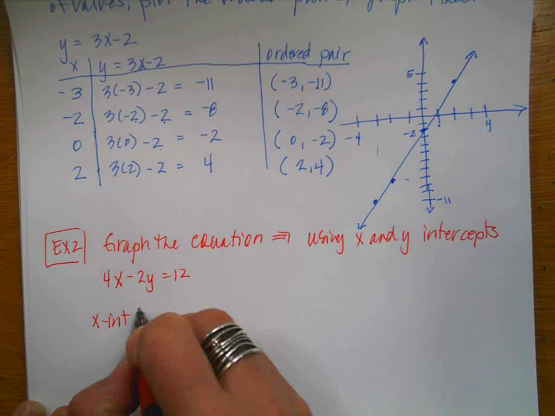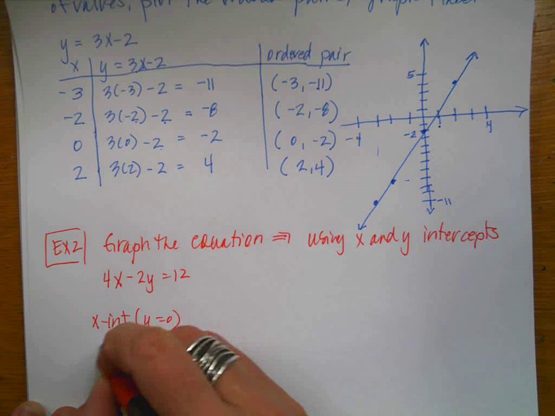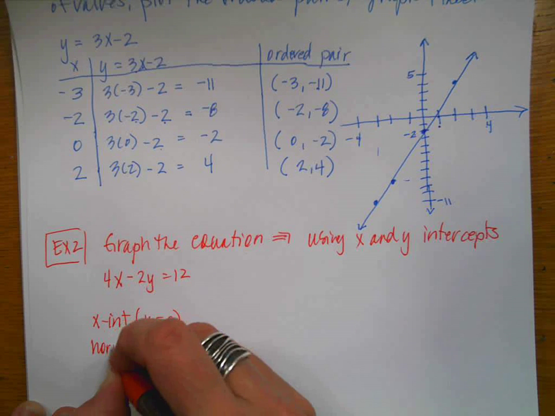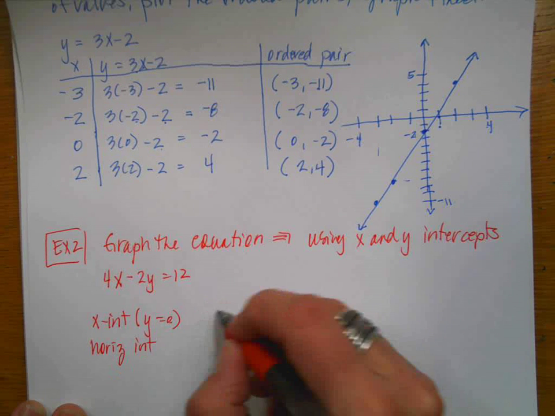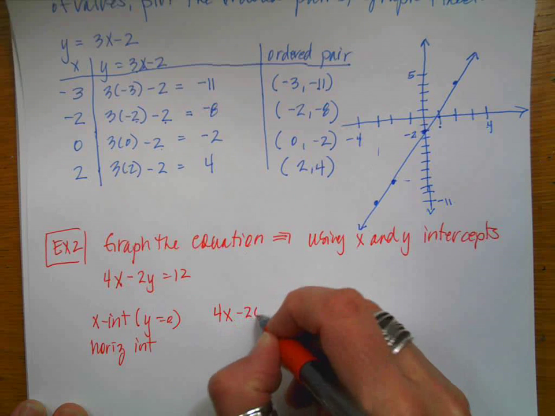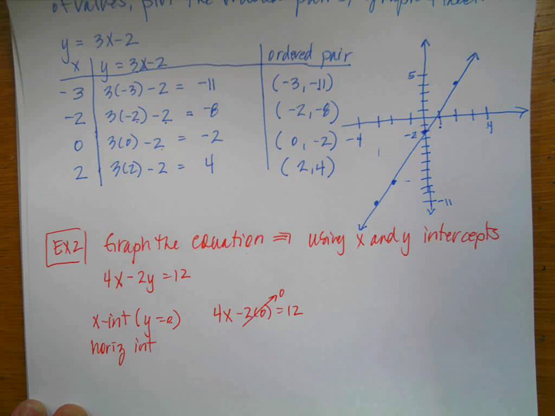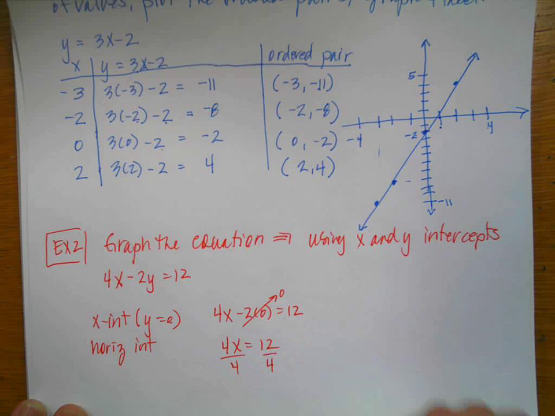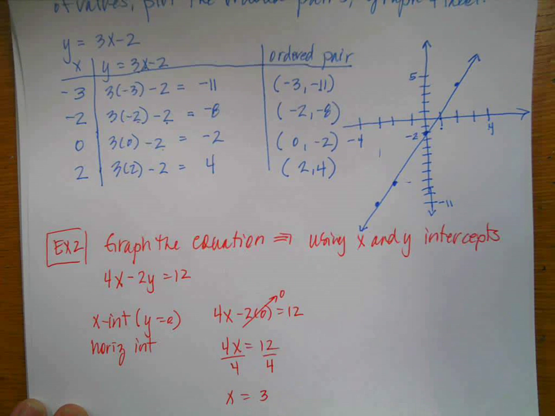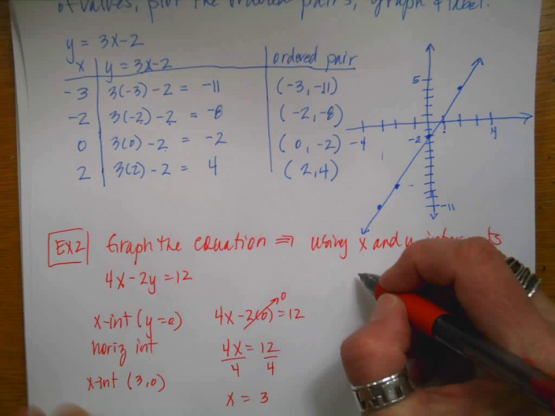So if you'll remember, the x-intercept means that y is equal to 0. This particular book that we're working with in the worksheets calls this the horizontal intercept, either is okay. So if I let y equal 0, I get 4x minus 2 times 0 is equal to 12. 2 times 0 is 0. So then I get 4x is equal to 12. Divide both sides of the equation by 4, and I get x is equal to 3. So that means that my x-intercept is going to be (3, 0).